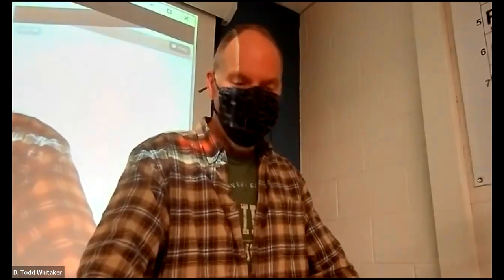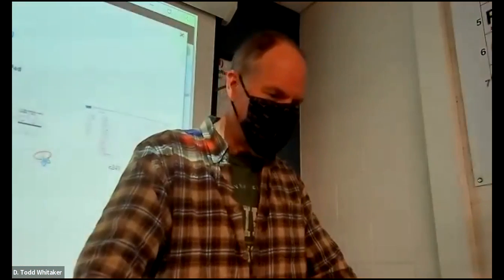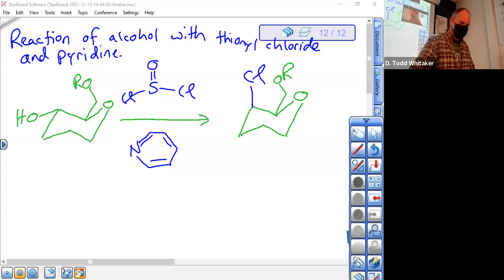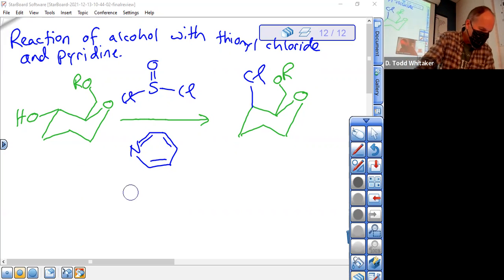We had a request to do the mechanism of an alcohol with thionyl chloride and pyridine. I chose this molecule here because this is reminiscent of the synthesis of sucralose, but you didn't need to know that. There's a reason the stereo center is different than it was before.